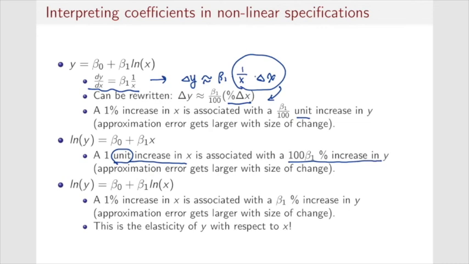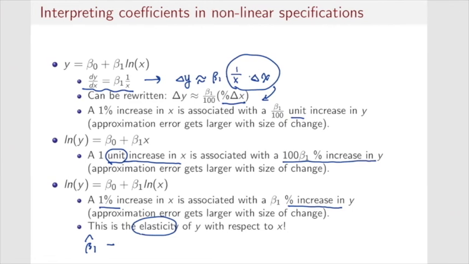For the log-log model, both sides are percentage changes. So it means a 1% increase in x is associated with a beta 1% increase in y. So for this log-log model, the beta 1 hat we estimated is actually the elasticity of y with respect to x.